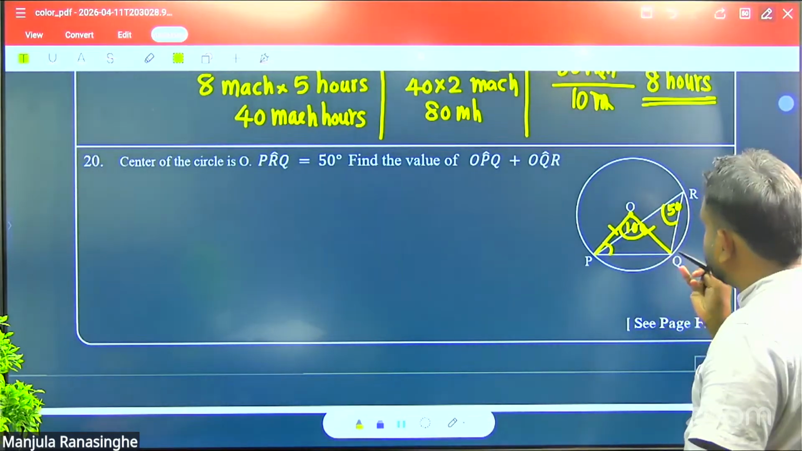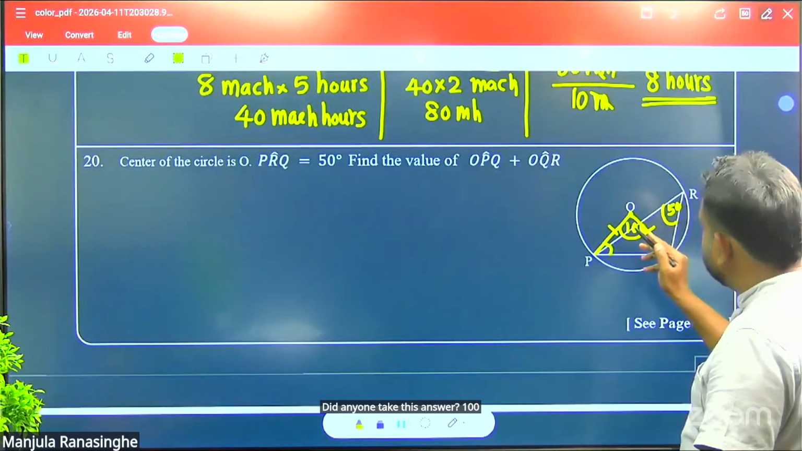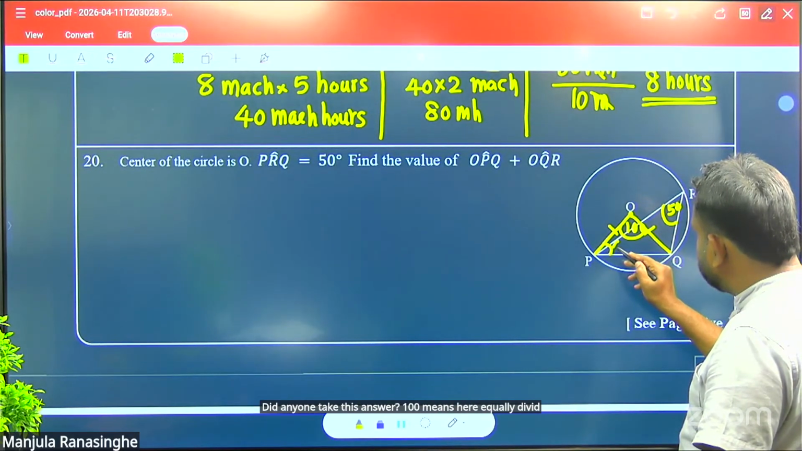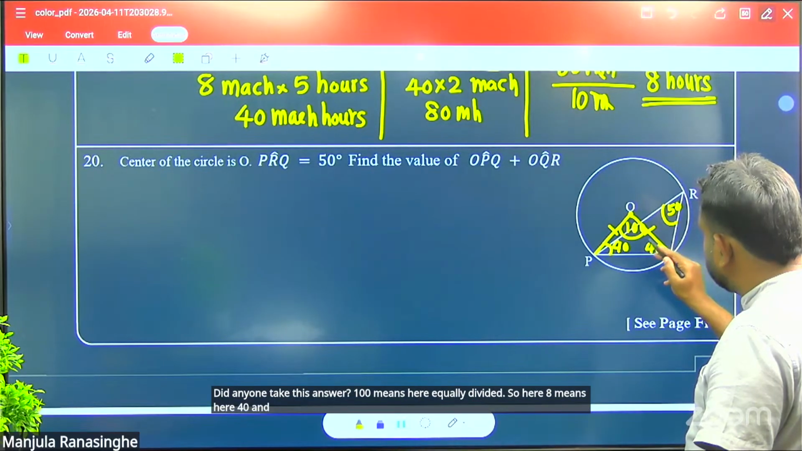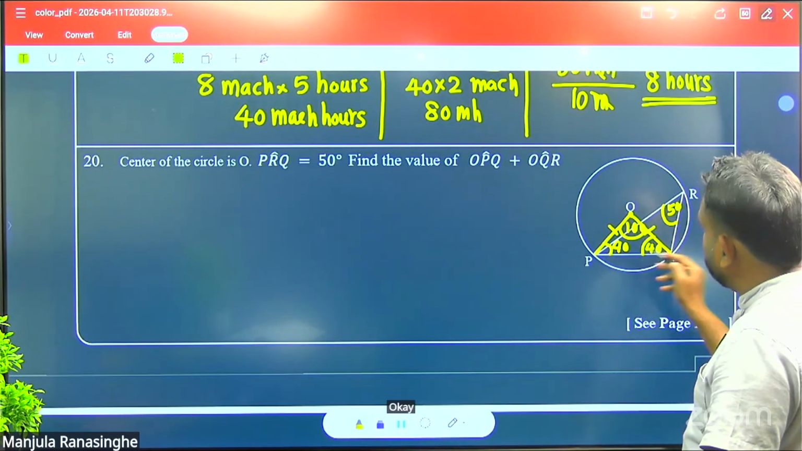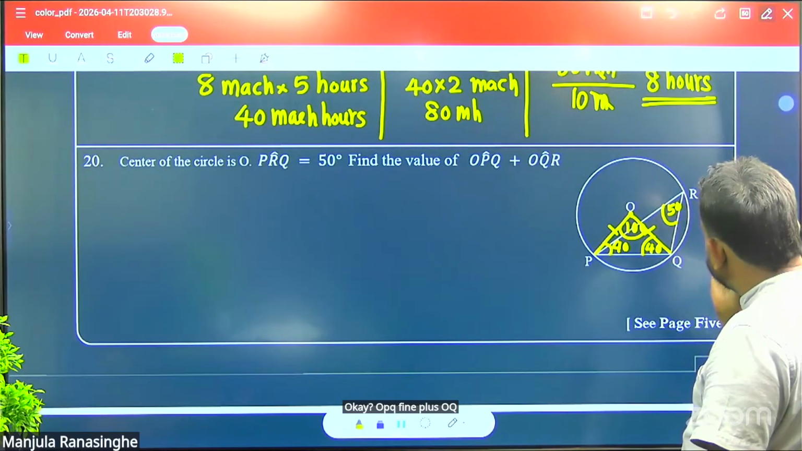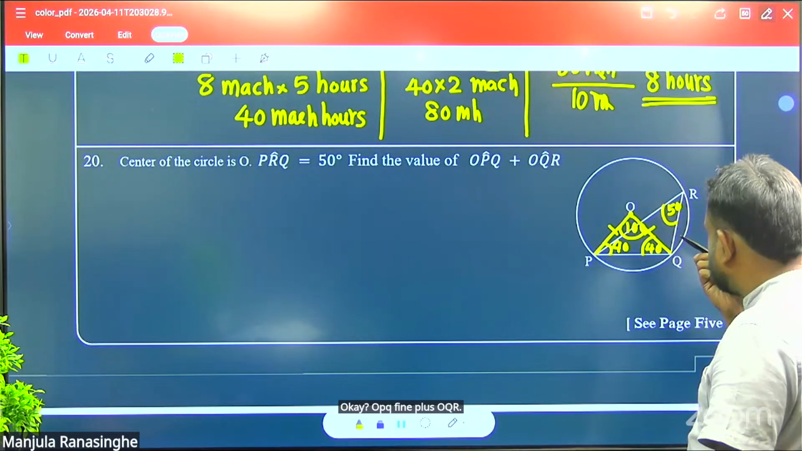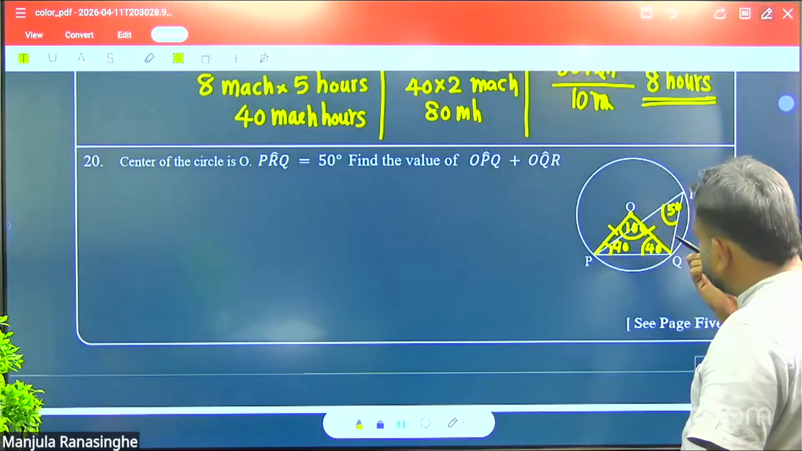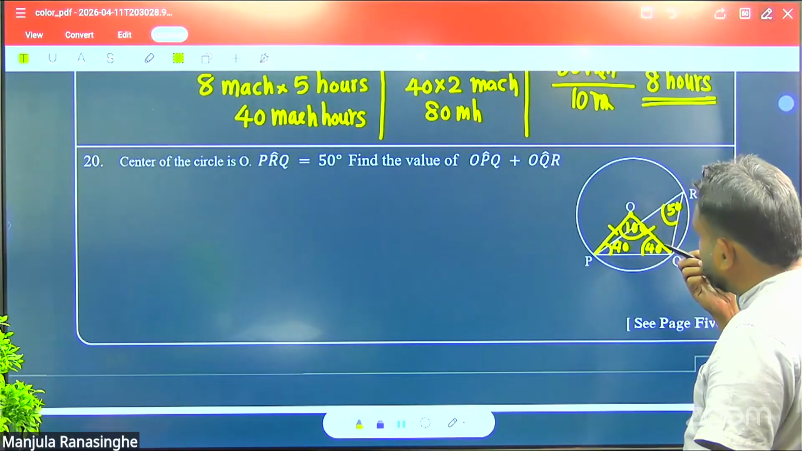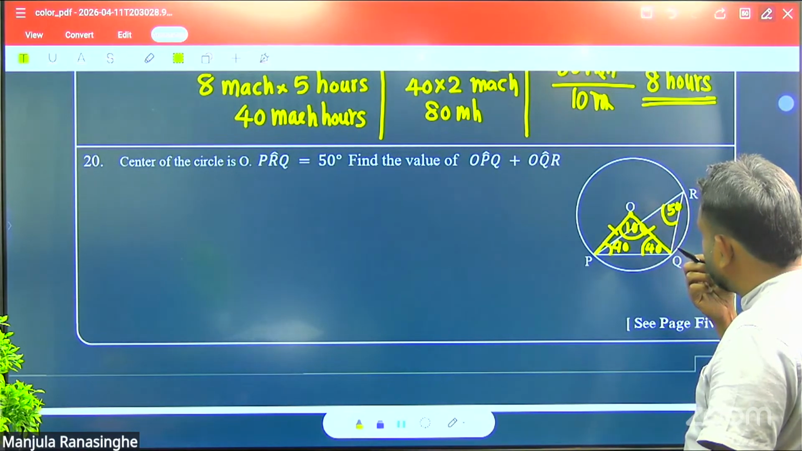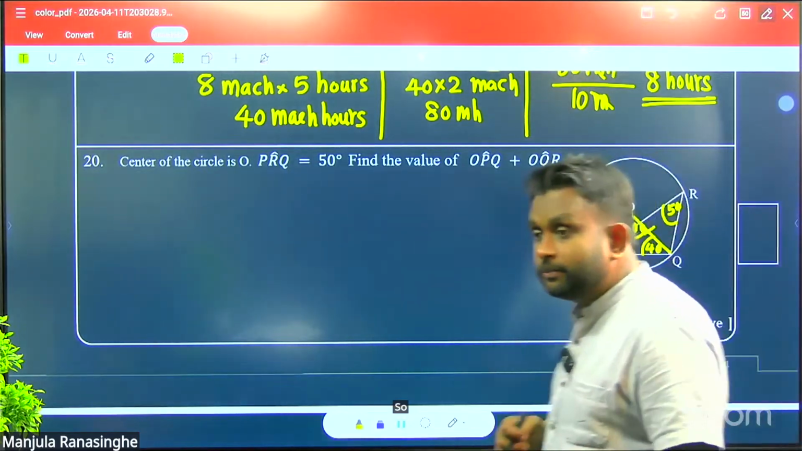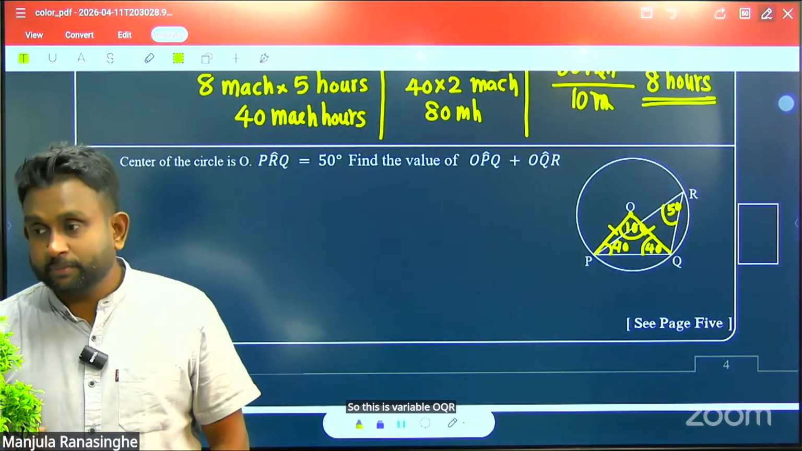Did anyone take this answer? 100 means here equally divided. So here 80 means here 40 and here 40. Okay, OPQ, fine, plus OQR. So this is variable, OQR, right? This is the mistake of the question.